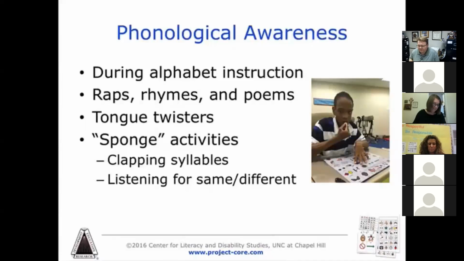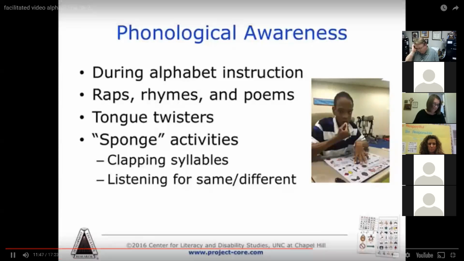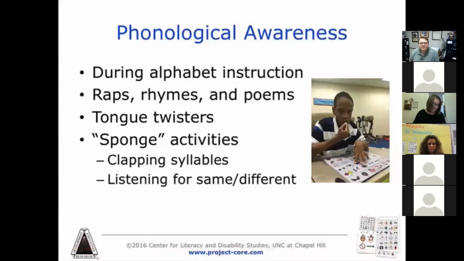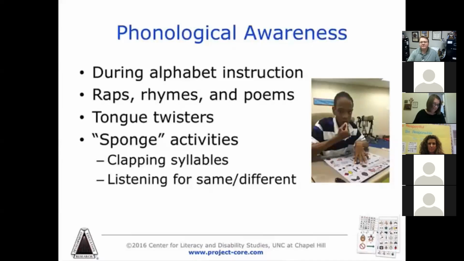You can include raps, rhymes, or poems in your shared reading or morning group time. Developing an awareness of the rhymes that appear in raps, rhymes, and poems builds phonological awareness. Similarly, tongue twisters focus on the sounds at the beginning of the words and support the development of phonological awareness. There are also numerous sponge activities that focus on phonological awareness. Sponge activities are the quick little things you do between other instructional routines to soak up and take advantage of little bits of instructional time.